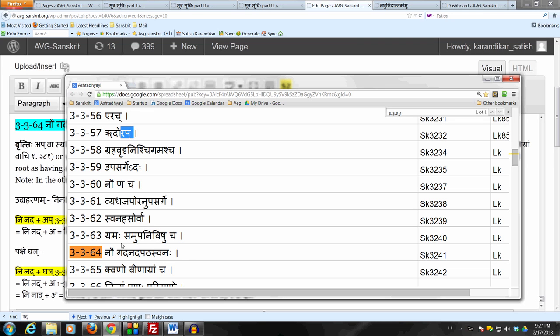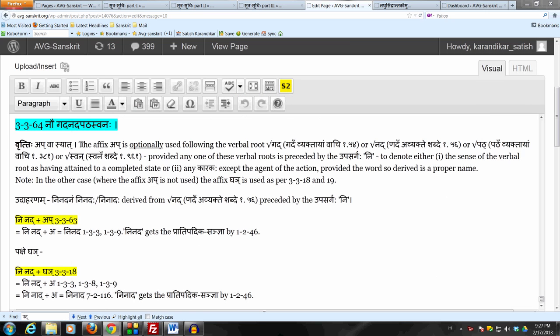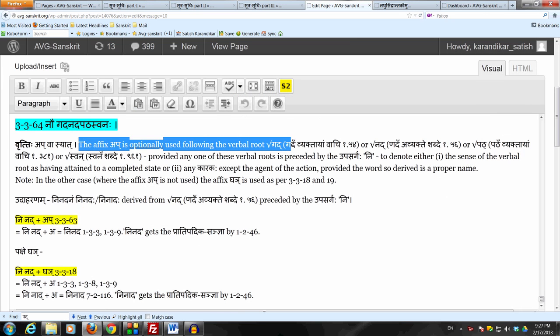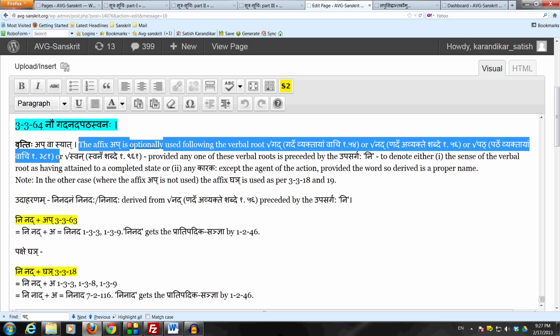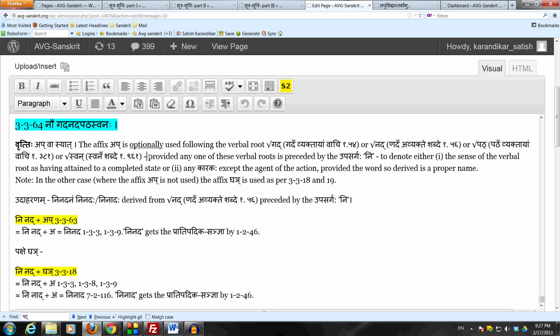Right now we have 3364, and the sutram simply says that the affix up is optionally used following the verbal root gada, which is gada vyaktayam vachi in the bhvadiganaha, or nad, which is another avyakte shabde, the bhvadiganaha, or patha, which is patha vyaktayam vachi bhvadiganaha, or swan, which is swana shabde bhvadiganaha. But the condition here is that any one of these verbal roots is preceded by the upasargaha ni. So this sutram only applies if the verbal root is preceded by ni, the upasargaha ni.